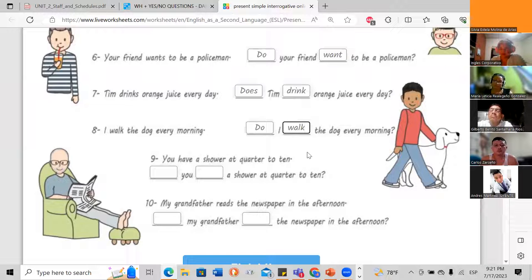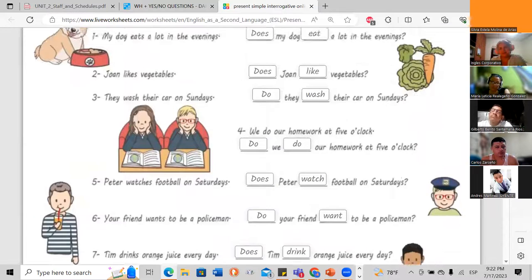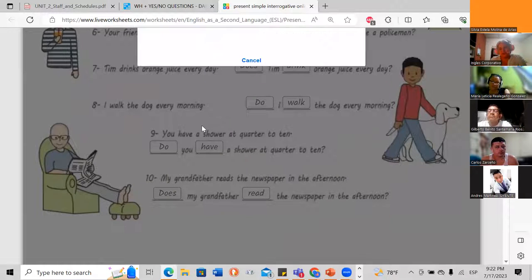Someone else for number nine? Number nine, do you have a shower at 9:45? Okay, very good. Number 10, someone? Someone else? Does my grandfather read the newspaper in the afternoon? Okay, very good. Good job. Let me see here.